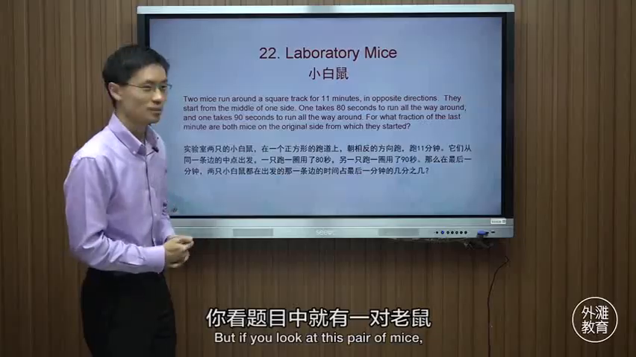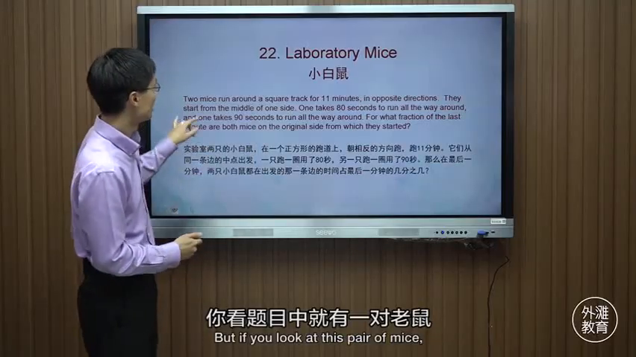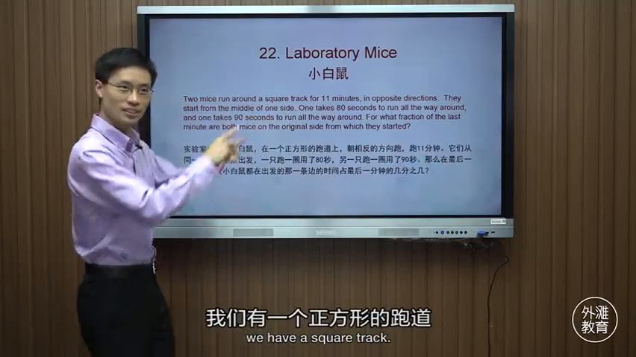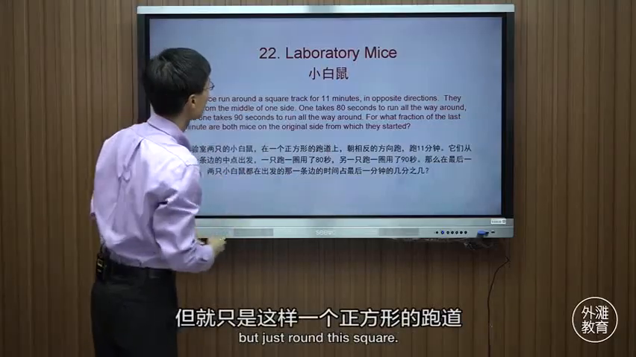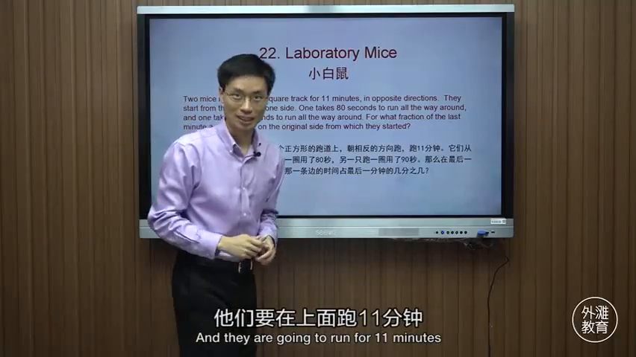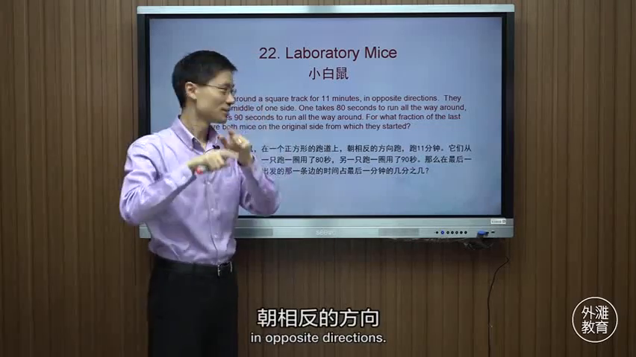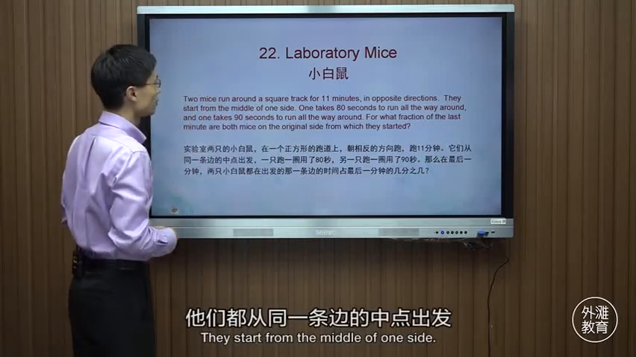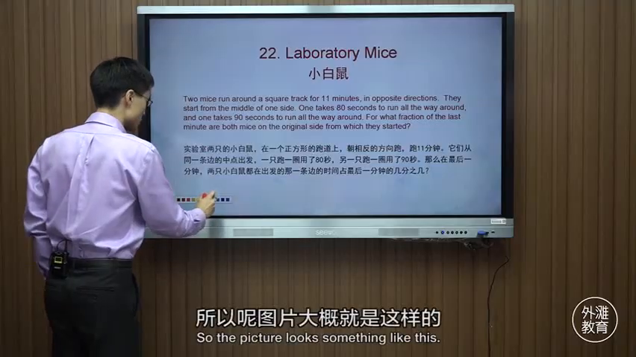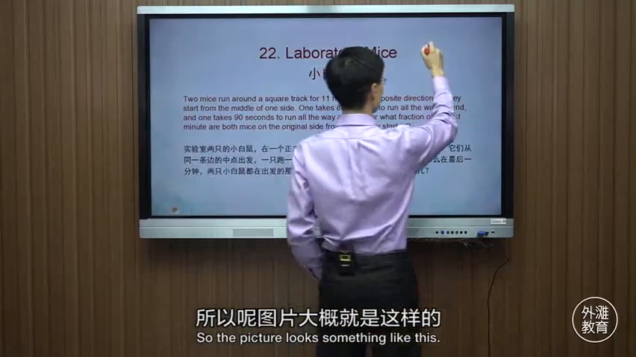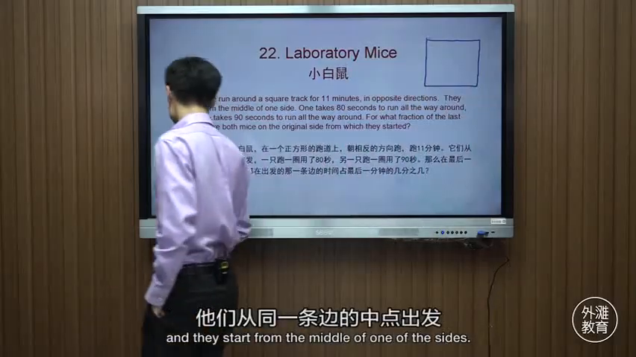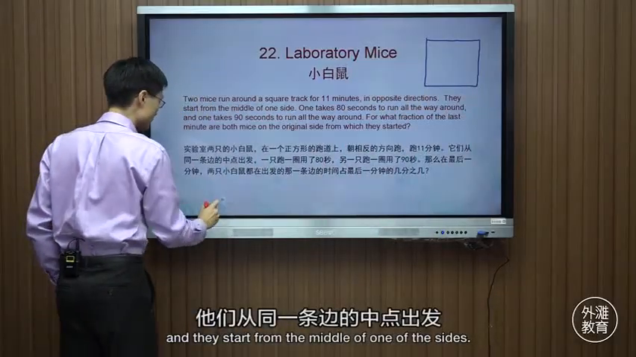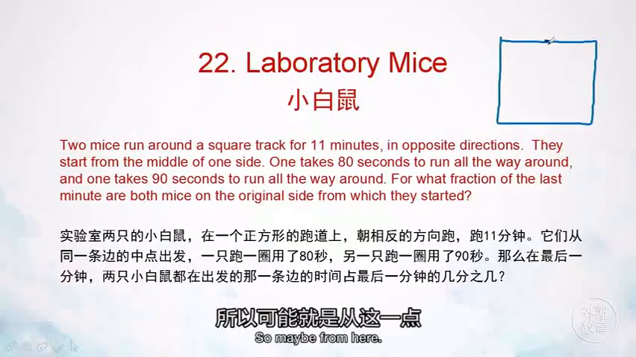Now, if we look at this pair of mice, we have a square track. So they are going to run in not that much of a maze, but just around the square. And they are going to run for 11 minutes in opposite directions. They start from the middle of one side. So the picture looks something like this. This is the track that they're running on, and they start from the middle of one of the sides. So maybe from here.